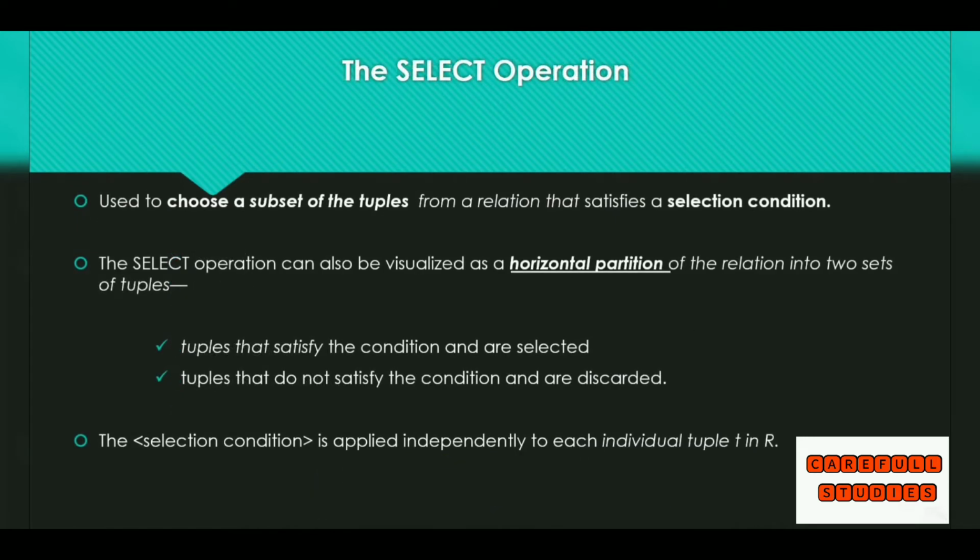The select operation is used to choose a subset of tuples from a relation that satisfy the selection condition. Here the select operation means horizontal partition. It divides the set into two horizontal partitions. First, it selects the tuples which satisfy the condition. The next partition is the tuples which don't satisfy the condition. Then the selection condition is applied individually. It means when we take a relation, it takes the selection condition to select the tuples.